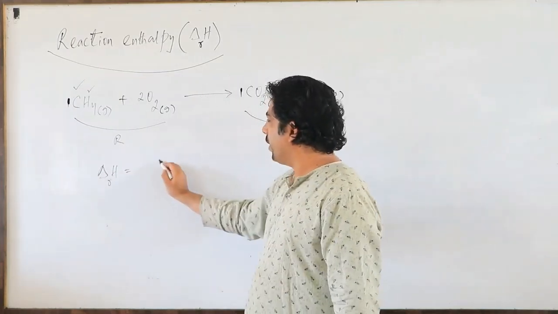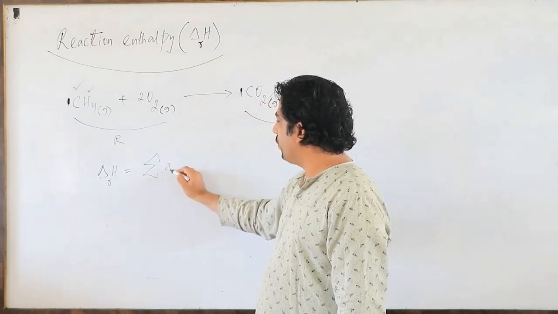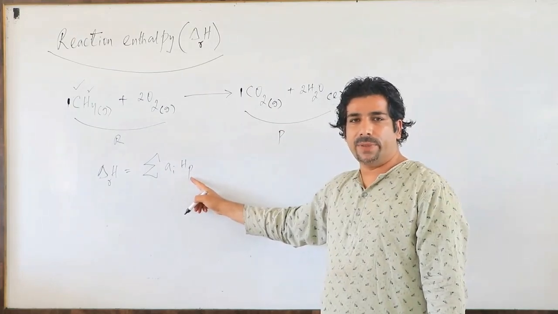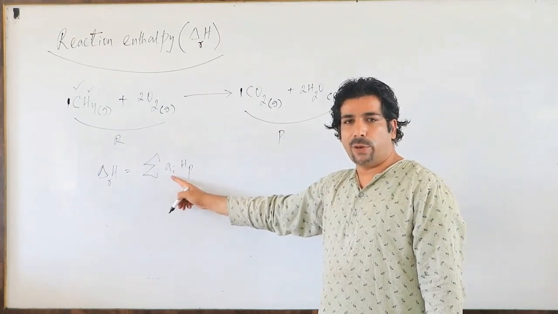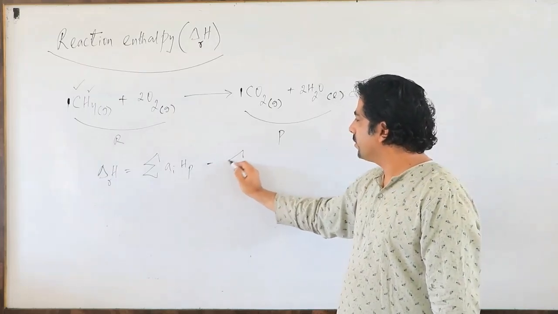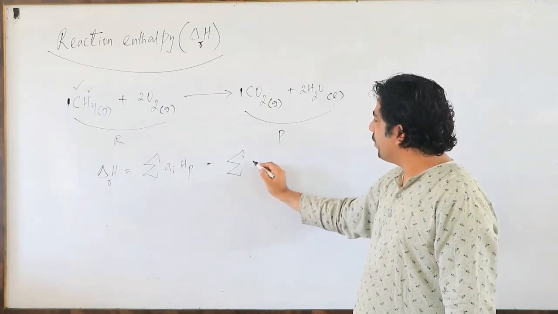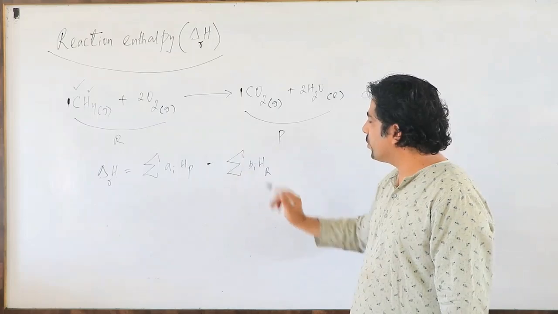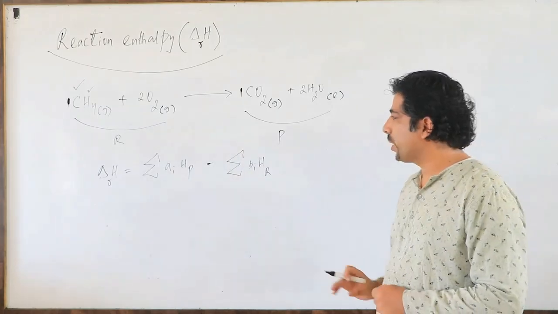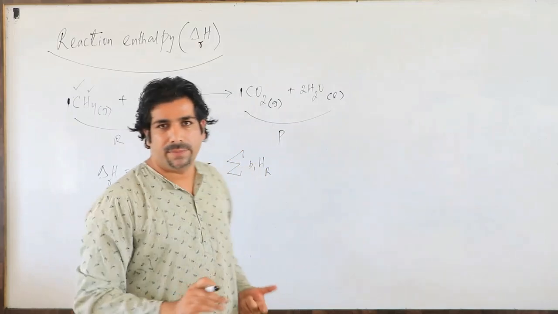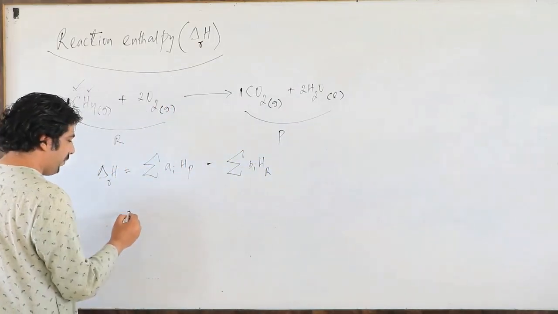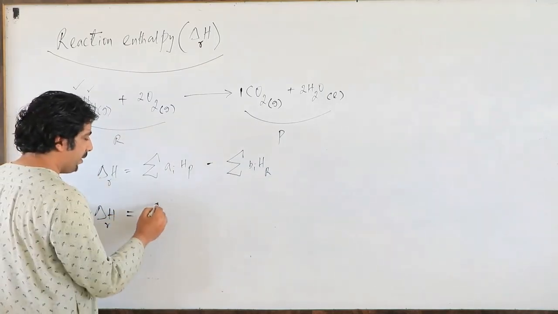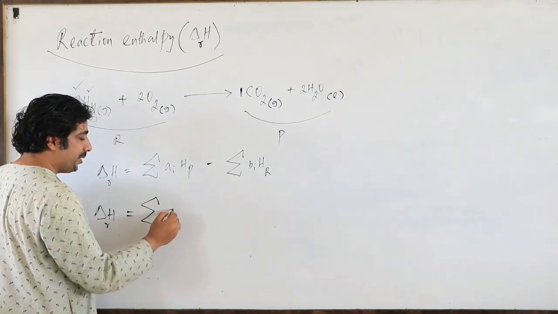You can have a look here. We have taken the summation of the enthalpies of products, the sum of the enthalpies of products multiplied by the stoichiometric coefficient, minus the sum of the enthalpies of reactants multiplied by the stoichiometric coefficient of reactants. That was my expression. Let me convert it into the molar form, molar enthalpies. So if I write down here delta HR, that is reaction enthalpy, I will use the same expression here.